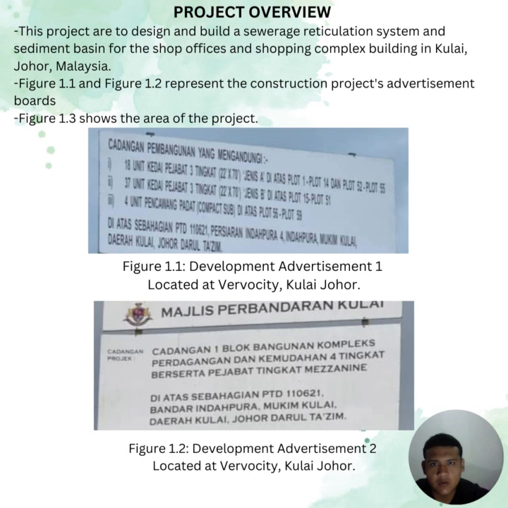Hi, my name is MOHAMMAD BAZARUL bin BASERI. Matrix number is CF210014. I will present about the project overview. This project designed and built a sewage recirculation system and sediment basin for the shop office and shopping complex building in Kuala Johor, Malaysia.